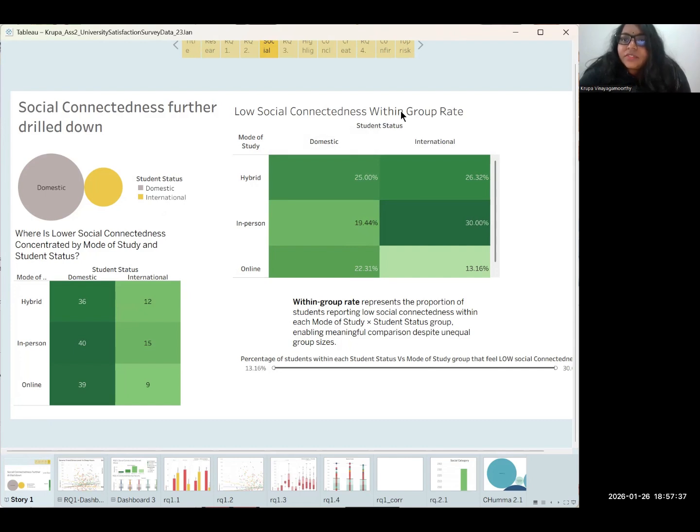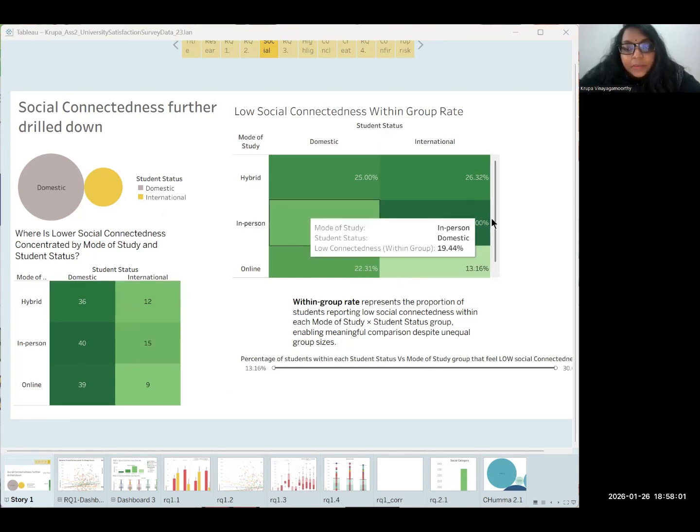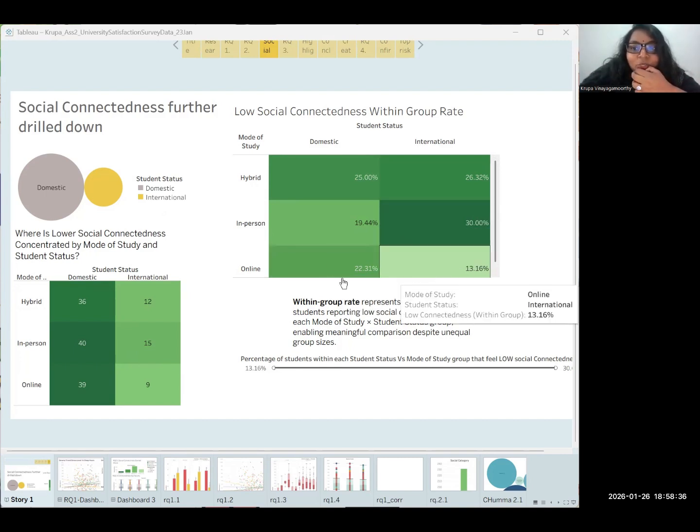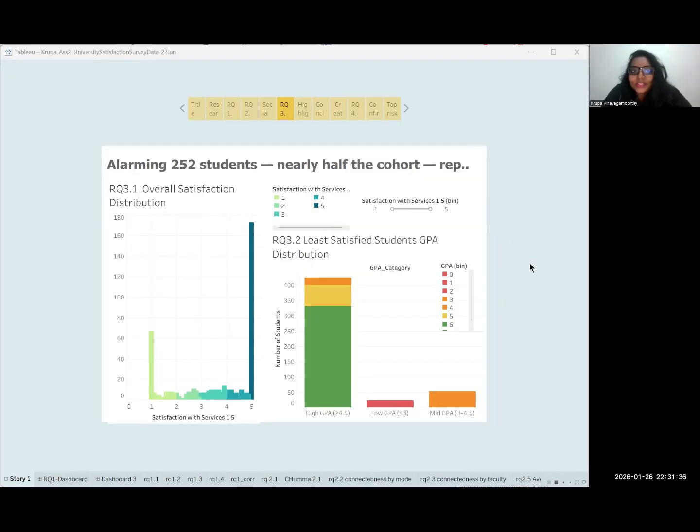Once I started looking at social connectedness within their group rates, that's when a true pattern started to evolve. Particularly, the students who are international and studying in person felt the lowest social connectedness. Surprisingly, the online students seemed fine. Moving on to student overall satisfaction distribution. Looks promising, doesn't it? A lot of people have rated 5.